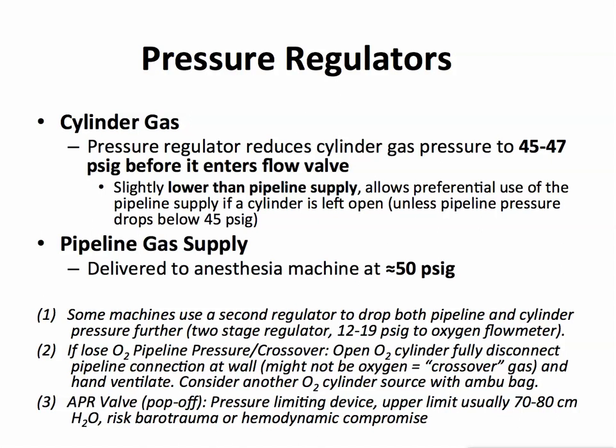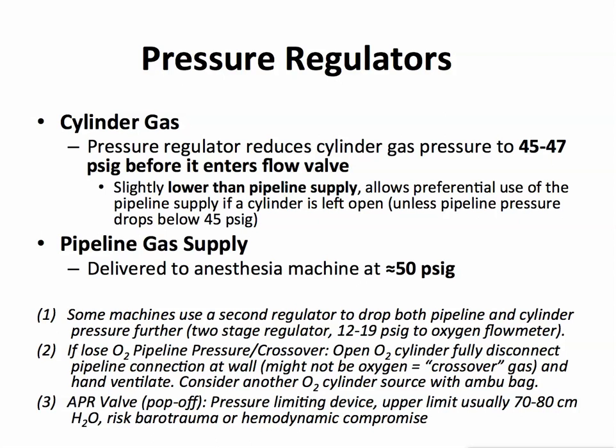You should be using the pipeline gas. The pipeline gas supply is delivered to the anesthesia machine at 50 psi, slightly higher than the cylinder gas is regulated at. Some machines use a second regulator to drop the pipeline and cylinder pressure even further, a two-stage regulator, down to 12 to 19 psi to the oxygen flow meters.